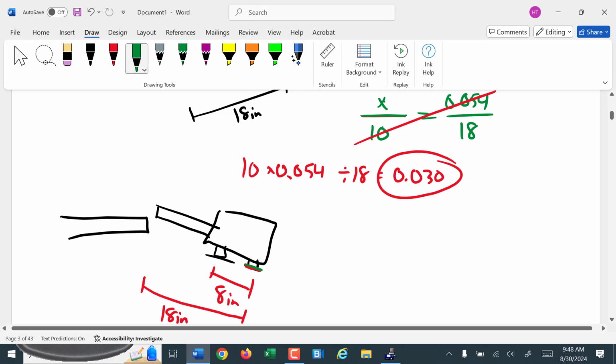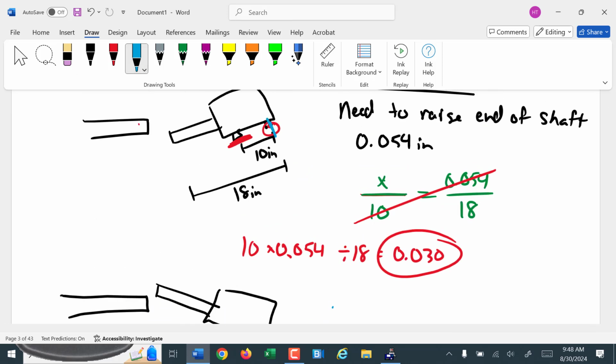So we have our distance between feet here. I'm going to put in 8 inches again. Our distance to the end of the shaft, we're just going to go 18 inches. Let's say I need to, well, let's just do this. Let's put in a shim here of 10 thousandths again, 0.01. What does it do to the other end?